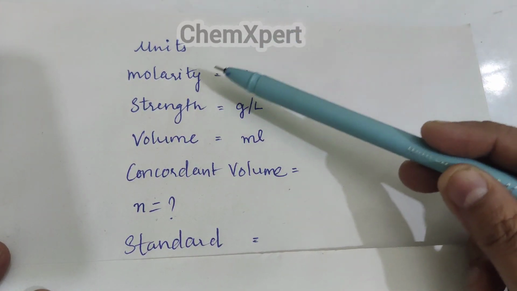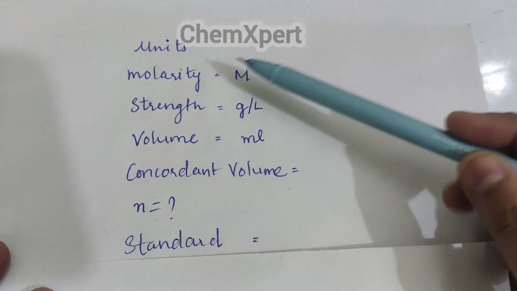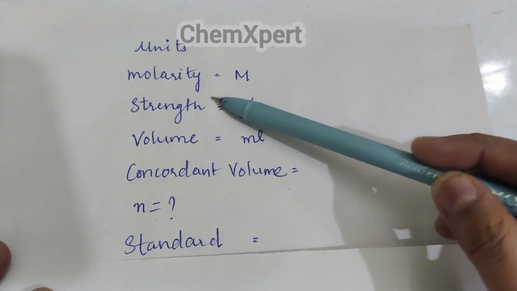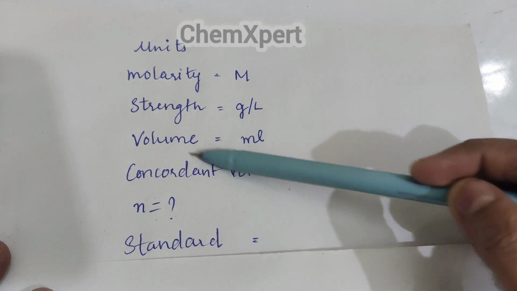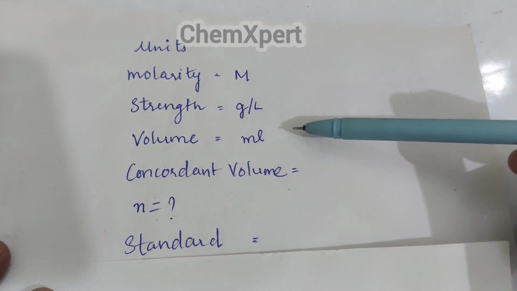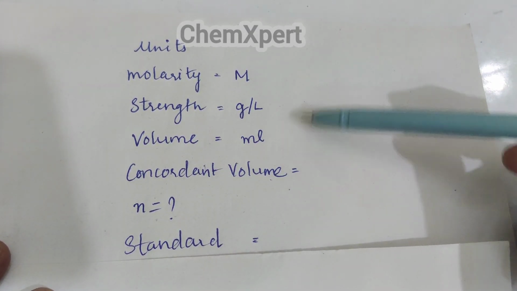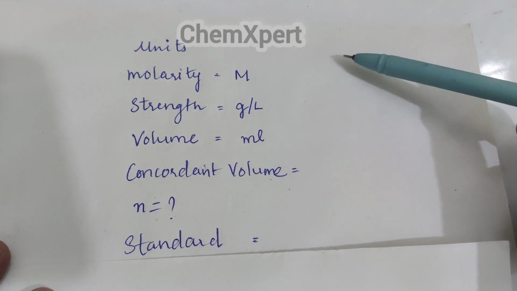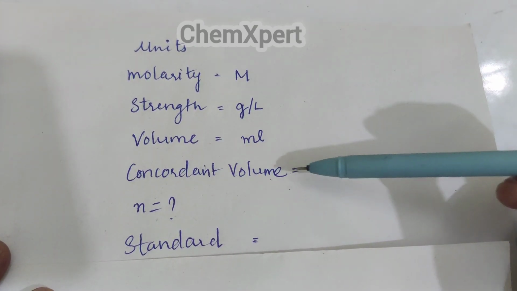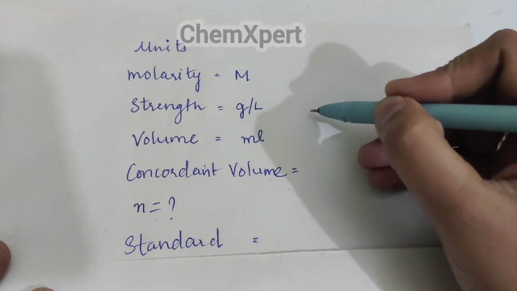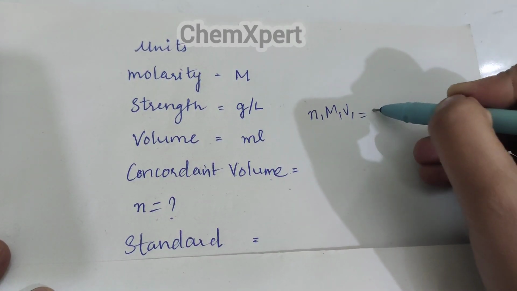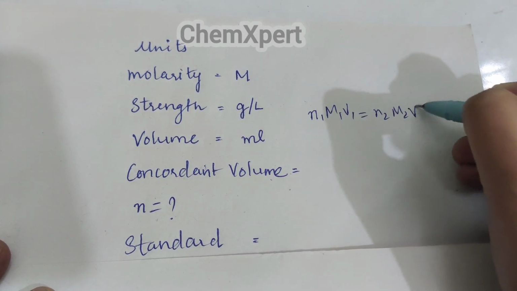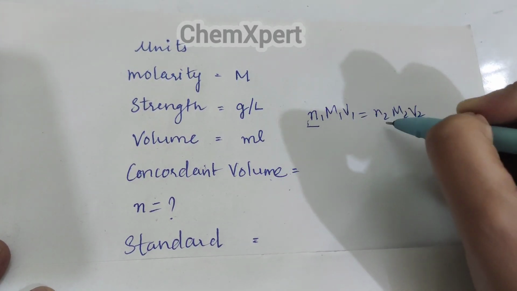Definition of molarity. Which one is affected by temperature, molarity or molality? Then what is the unit of strength, that is gram per liter. Now what volume are you using in the reading here? That is a concordant volume, or a reading which occurs 2 times consecutively, that is a concordant reading. What is N here? So when we are writing the equation, N1 M1 V1 is equal to N2 M2 V2, here N is the electron change.